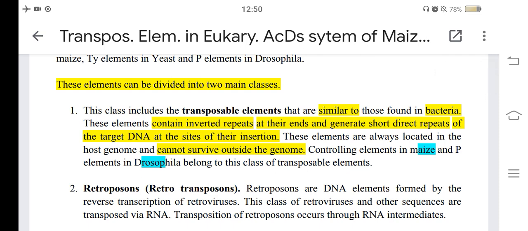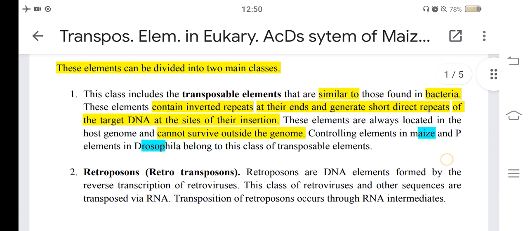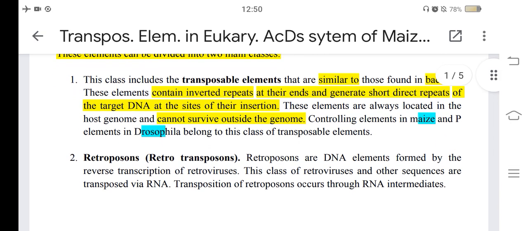These elements can be divided into two main classes. The first class includes transposable elements that are similar to those found in bacteria. These elements contain inverted repeats at their ends and generate short direct repeats of the target DNA at the sites of their insertion. These elements are always located in the host genome and cannot survive outside the genome. Controlling elements in maize and P elements in Drosophila belong to this class of transposable elements.